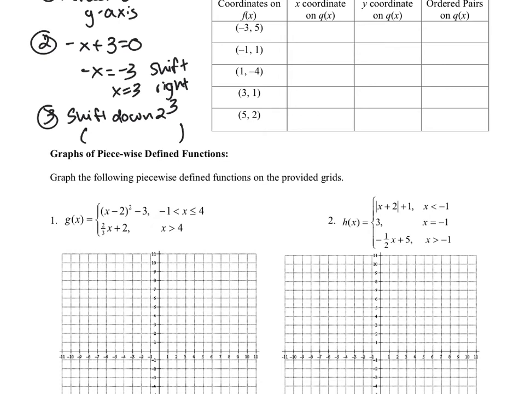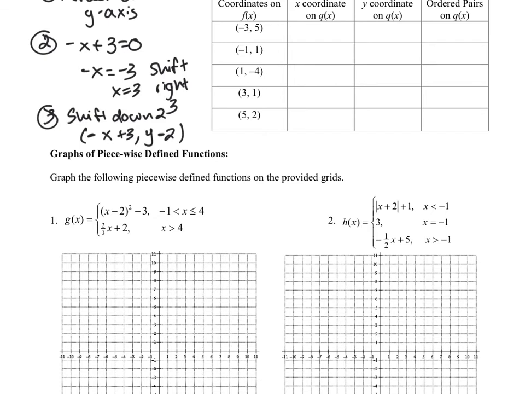So we have reflection over the y-axis, so that means our x is going to be negative. We're shifting right, so we have to add 3, okay? And that will take care of our x. And now for our y, we just have y minus 2 because we're shifting down 2 units, okay? All right, now let's move on to the table.